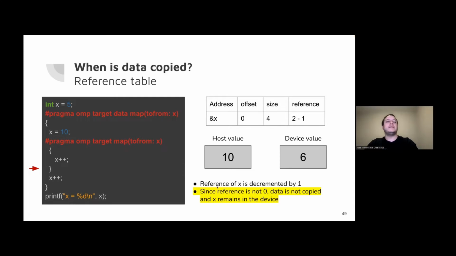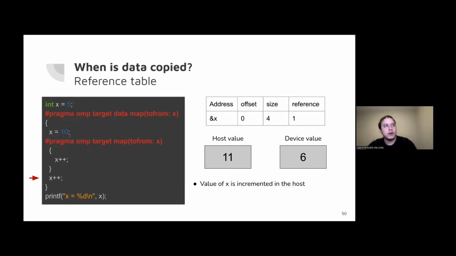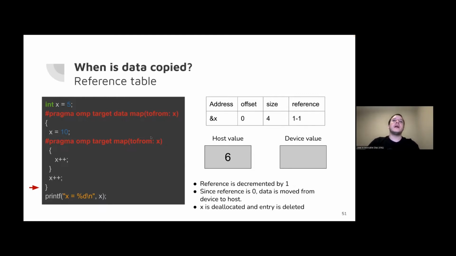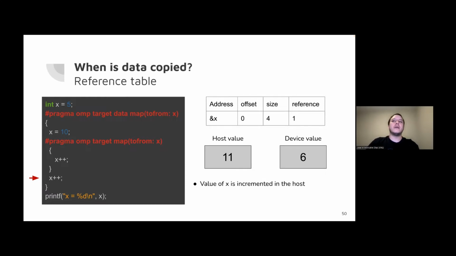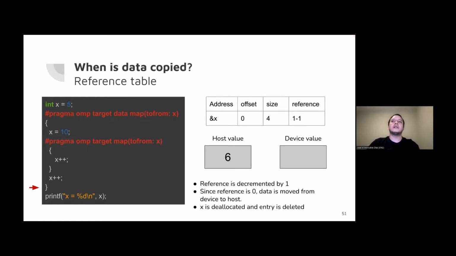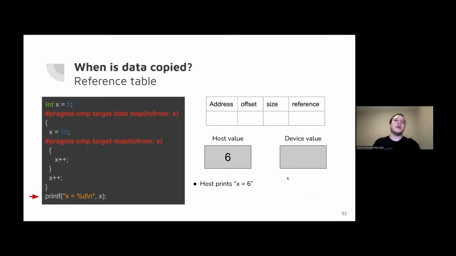That means that the reference, so the value that I have here, 6, is still different to the value that I have in the host, and when I go to the host and I'm going to increment the value in the host. And here is what is tricky, is that when I reach the end of the target data map, I am overriding this value of 11 with the value of 6 that I have in the device. And then because I reached the value of 0, I remove the reference from the table, I deallocate the value, and I'm all happy. And what I print here is a 6, right?